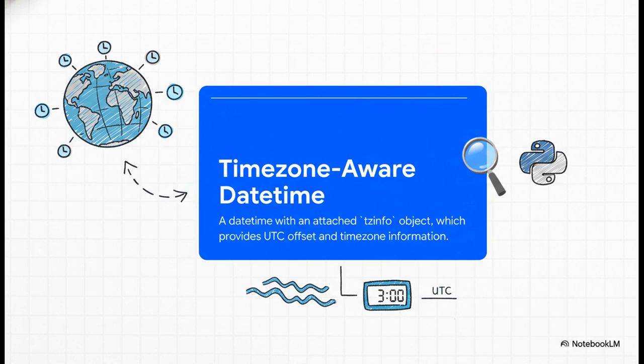And how do we do that? We attach something called a tzinfo object to it. You can picture the tzinfo object as a little tag that says, hey, this clock is in the Tokyo time zone. It's this little packet of data that holds all the rules, giving our 3 p.m. that crucial context and anchoring it to a real place on the map.